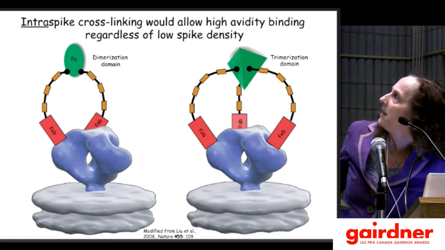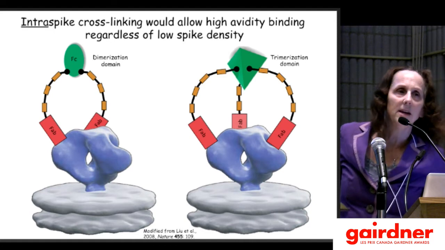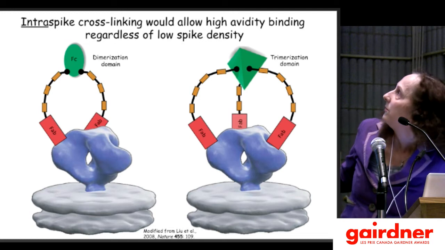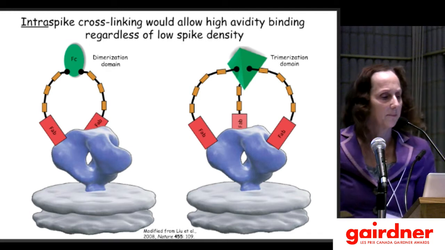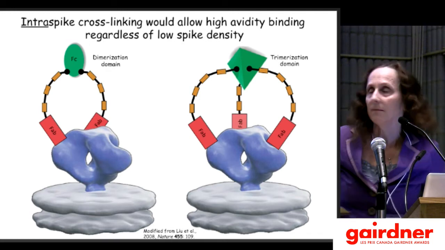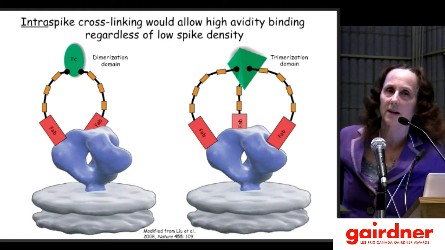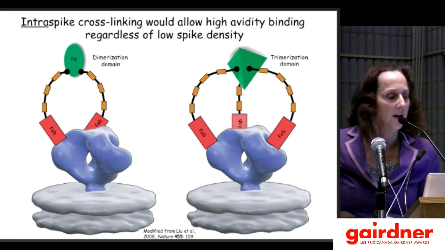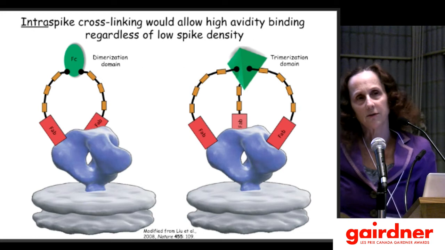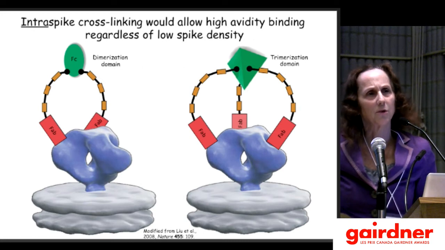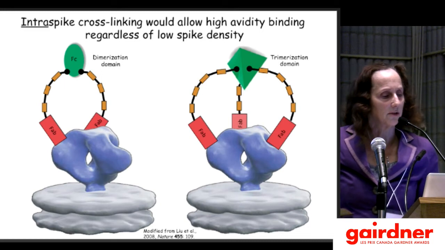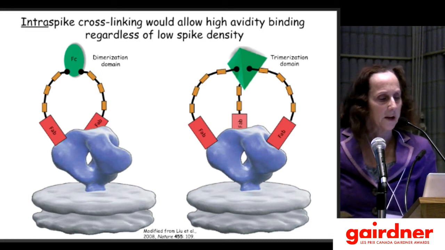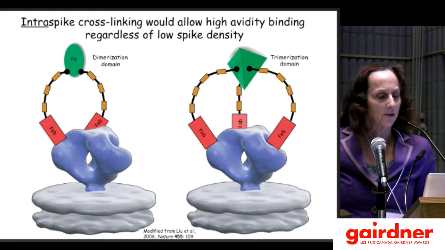But maybe you could make something that had a longer hinge region. Or, if you were doing something totally unnatural, you could make a trimerized version that had 3 binding sites. Okay, so then we started making these sorts of constructs to try to get intraspike cross-linking. And again, 100 or so of these, and we couldn't find any that really worked much better than their original starting parental molecules.